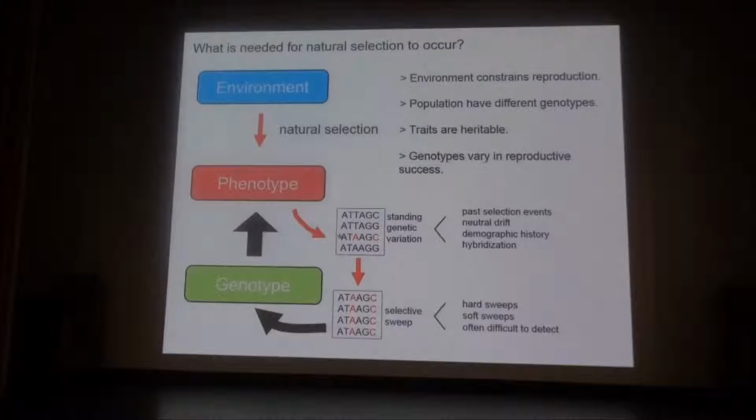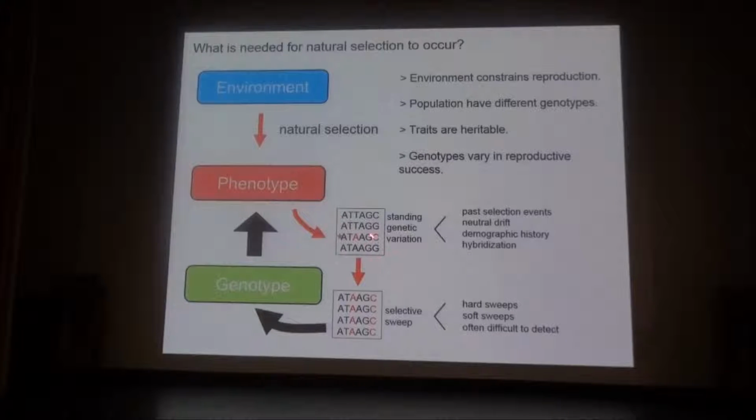So local adaptation can occur by means of natural selection. And for natural selection to happen, populations need to have different genotypes, traits need to be heritable, and genotypes need to vary in their reproductive success. When the environment exerts a selective force, it interacts with an organism's phenotype. And through selection on the phenotype, it selects for an adaptive genotype, signified here in red. And this adaptive genotype is just one genotype amongst this standing pool of genetic variation that is influenced by past selective events, neutral drift, demographic history of the population, hybridization, and probably many other genetic and demographic factors.